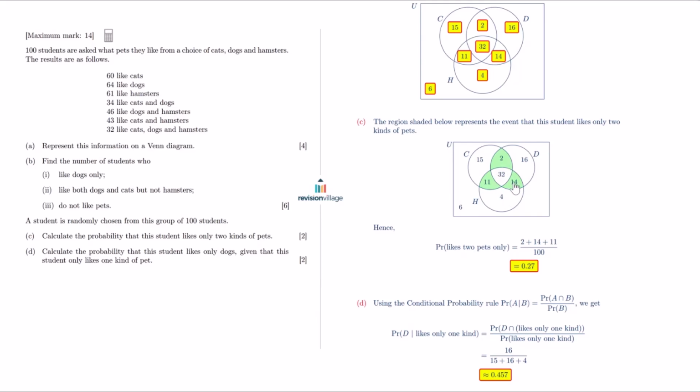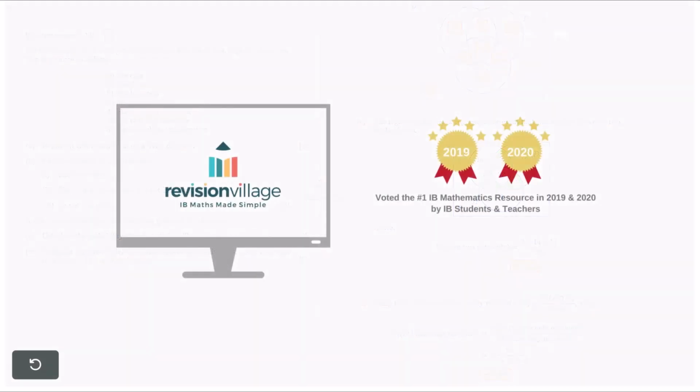So these 3 green regions here are the students who like only 2, and they are what we would call our favourable outcomes in our probability calculation. So our favourable outcomes is the sum of these 3 regions here, so 2, 14, and 11, divided by the total number of possible outcomes, which is all 100 students. If we enter this into our calculator, we get a probability of 0.27. So the probability of selecting a random student out of the total of 100 that likes exactly 2 will be about 27%.